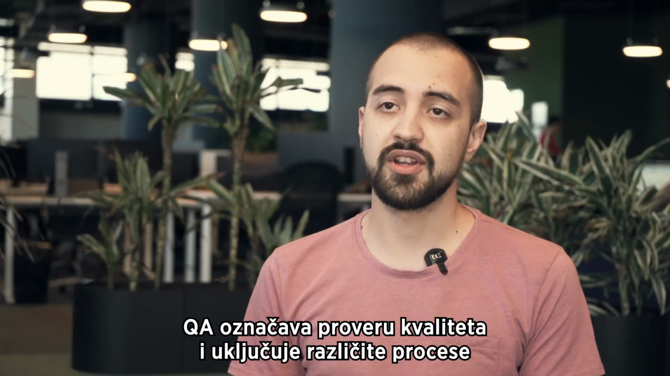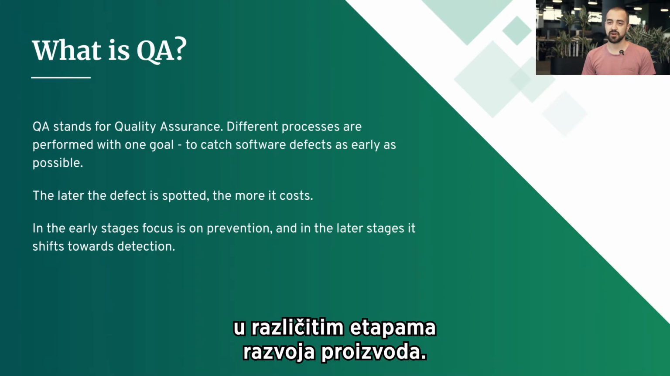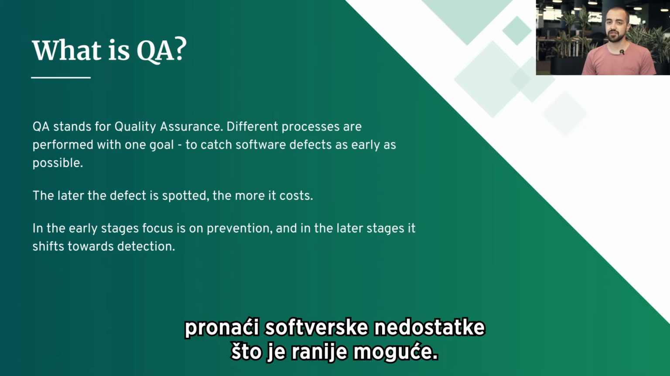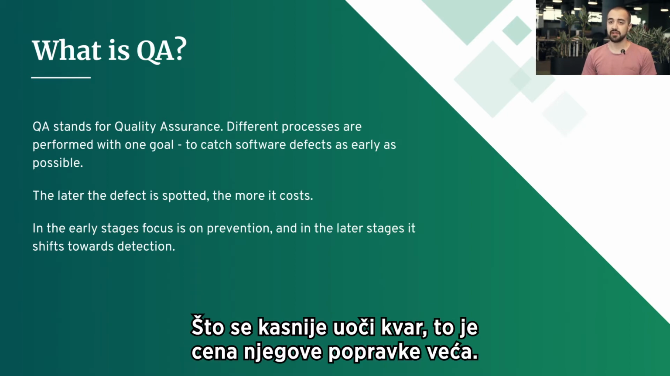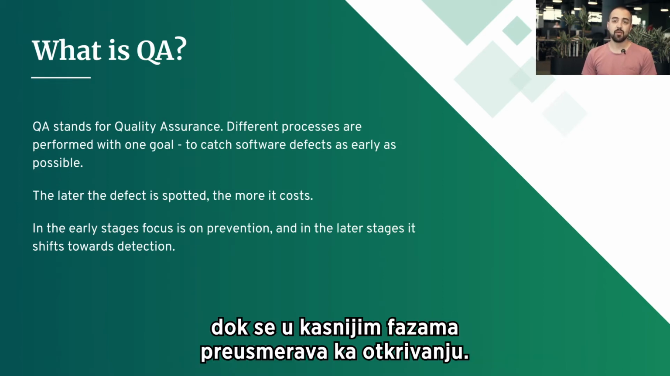QA stands for Quality Assurance, and it involves a variety of processes at different stages in product's development. All the processes are performed with one goal in mind: to catch software defects as early as possible. The later the defect is spotted, the more it costs, and QA involvement at the early stages is focused on prevention, while at the later stages it shifts towards detection.